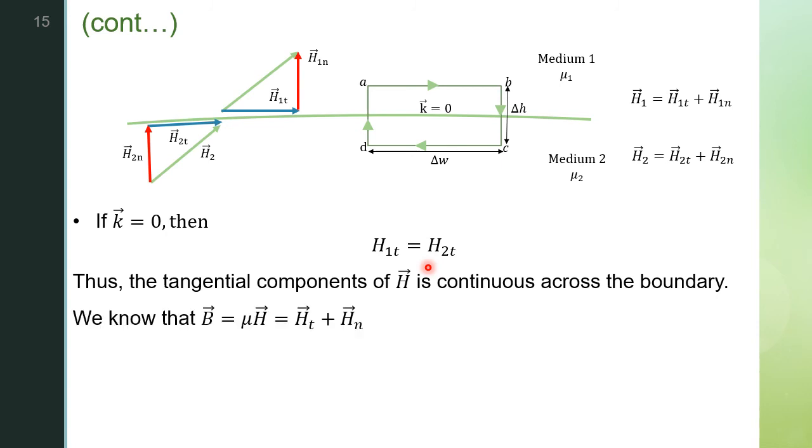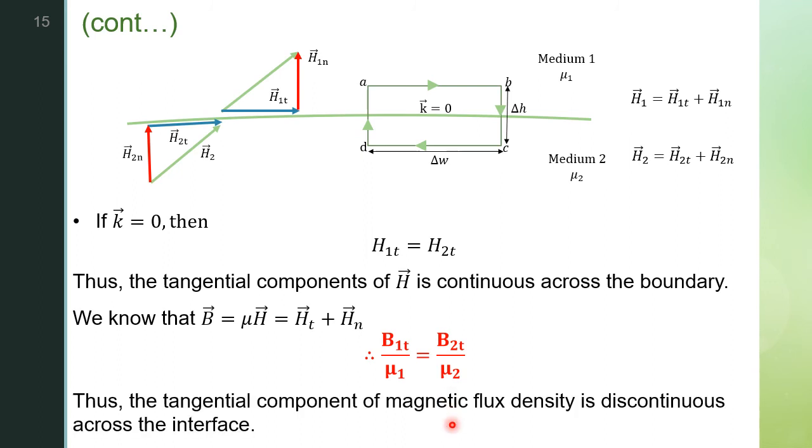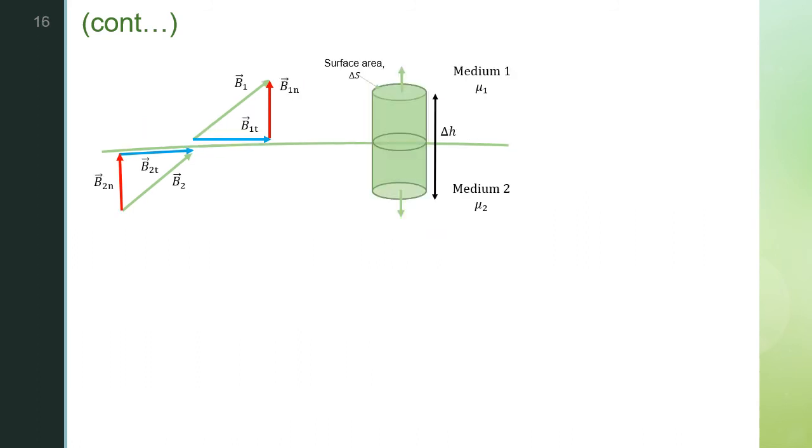Now we know that B equal to mu into H. On substituting this equation into this, we will get B1T by mu1 is equal to B2T by mu2. From this equation, we can conclude that the tangential component of magnetic flux density will be discontinuous across the boundary of two media of different permeability.